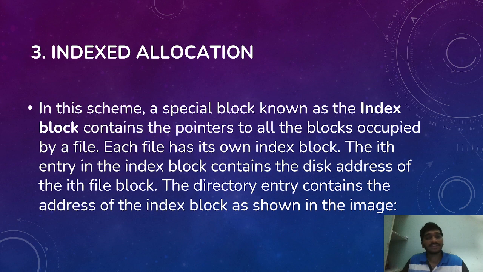And the third one is index allocation. Before, we discussed continuous allocation and linked list allocation, and now we are going to discuss index allocation. In this scheme, a special block known as the index block contains the pointers to all the blocks occupied by a file. Each file has its own index block, and the ith entry in the index block contains the disk address of the ith file block. The directory entry contains the address of the index block, as shown in the image.